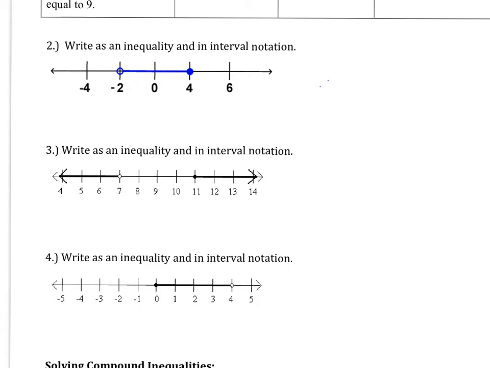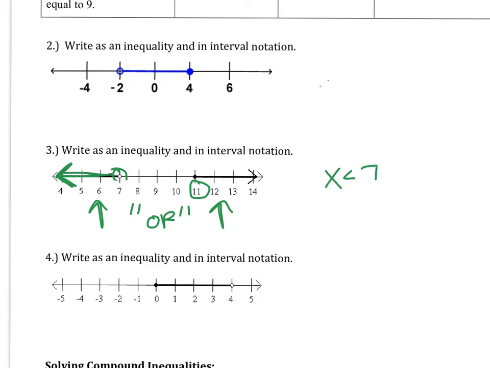For number 3, it says write as an inequality and an interval notation. As soon as I see these two separate pieces, guys, I need to recognize that that's going to be an or inequality. Or goes separate directions. It's two pieces on the graph. I have my number 7 and I have 11. From 7, it's going to the left, so it's including everything less than. And that open circle means it's not less than or equal to, it's just less than. So my first inequality is going to be x is less than 7.